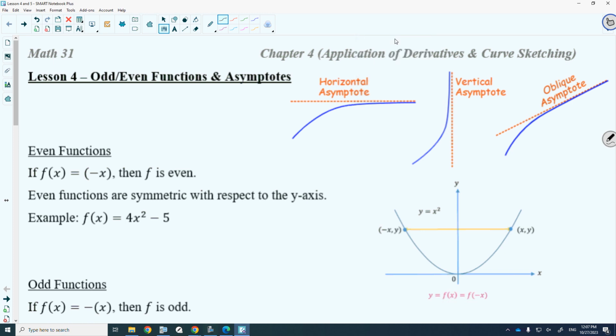Okay, so the majority of this lesson is actually going to be review of stuff we either did in pre-calculus or in limits. And then we will end this lesson with something new for 30-1. So odd even functions we actually looked at in pre-calculus.